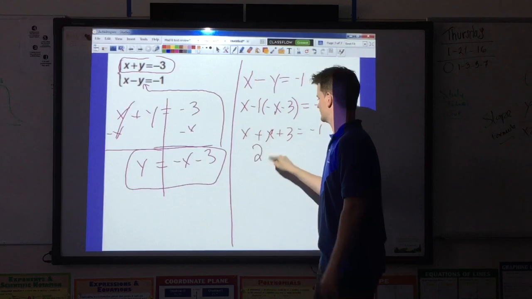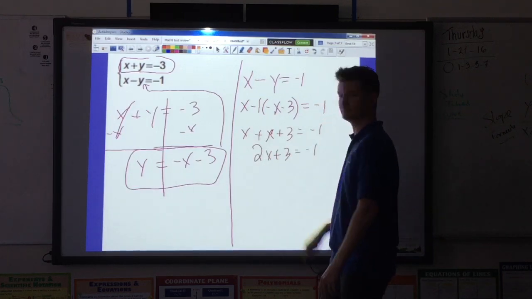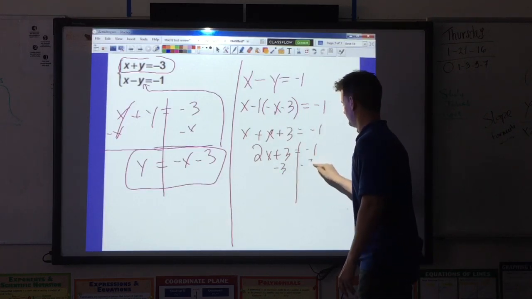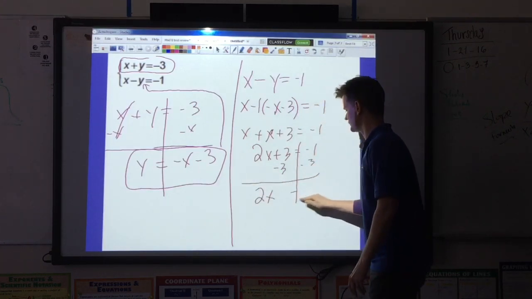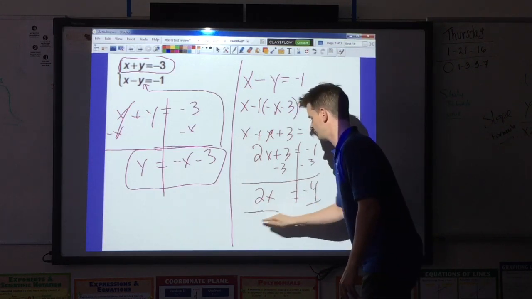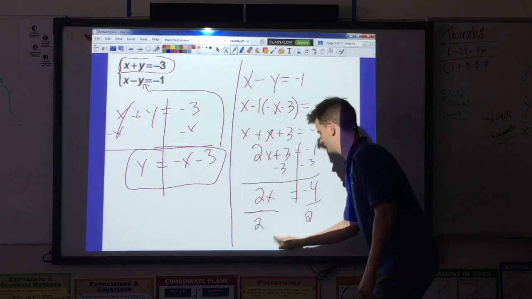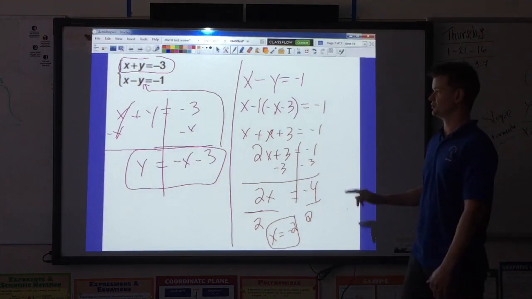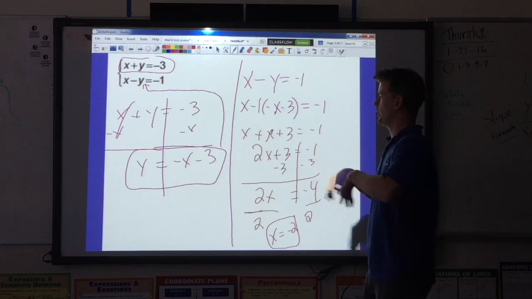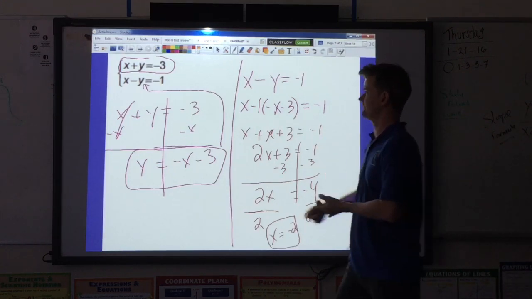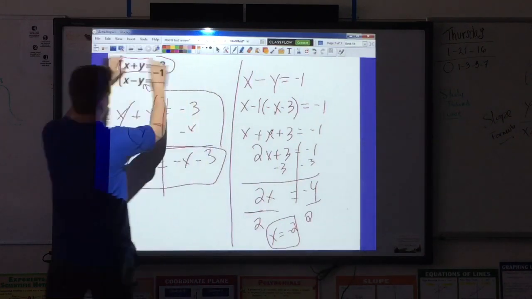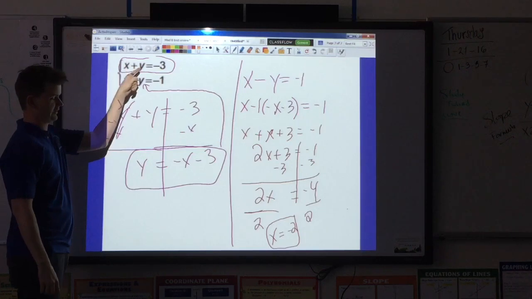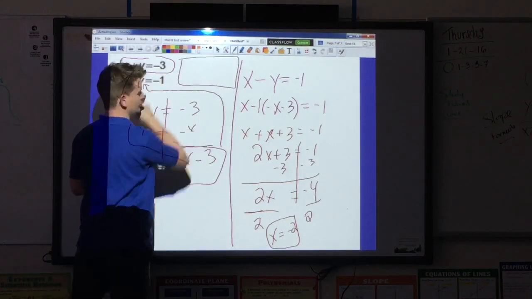I combine my terms, I get 2x plus 3 equals negative 1. I now get rid of the constants from the left side of the equation, minus 3, minus 3. 2x equals negative 4. I divide both sides by my coefficient, which is 2. I get x is equal to negative 2. Once I get that, I'm going to substitute this back into my other equation, specifically this one right here. I haven't substituted anything in there yet, so I am going to go ahead and substitute back into this equation. And when I do that, we'll do it right here real quick.